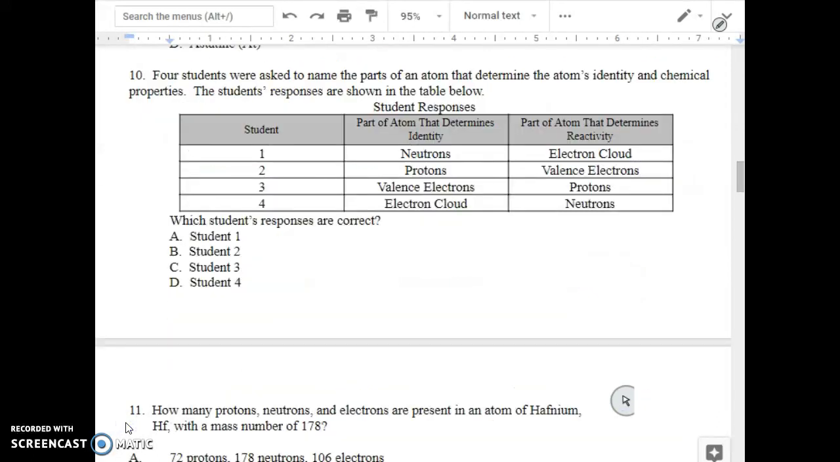Number 10, 4 students were asked to name the parts of an atom that determine the atom's identity and chemical properties. The students' responses are shown in the table below. Okay, so just like we've said before, the part of the atom that determines the identity is always going to be the protons. The neutrons help in its mass. Valence electrons help its reactivity. And the electron cloud, that's just there basically so the electrons can bond. So over here, protons, and we know reactivity, those are valence electrons. So the correct answer is going to be student number 2.